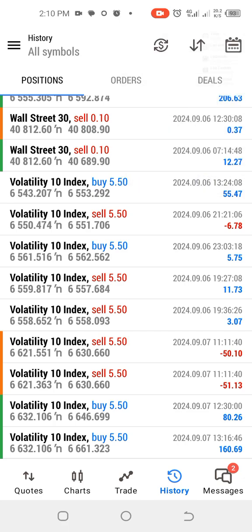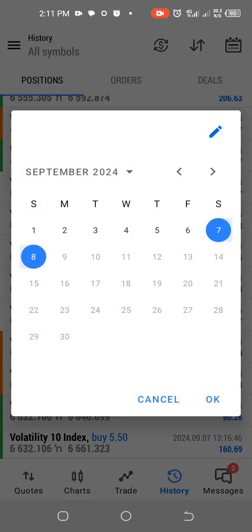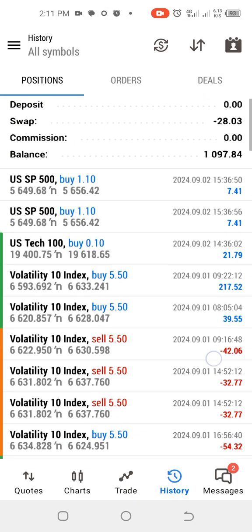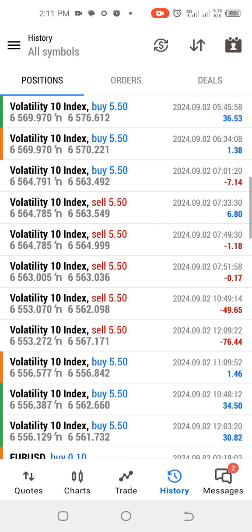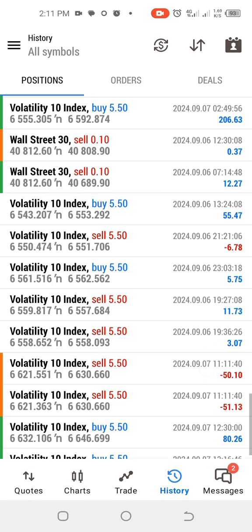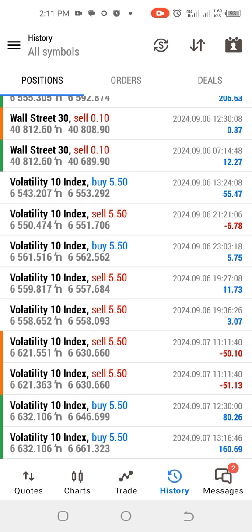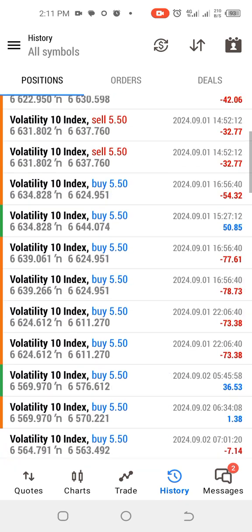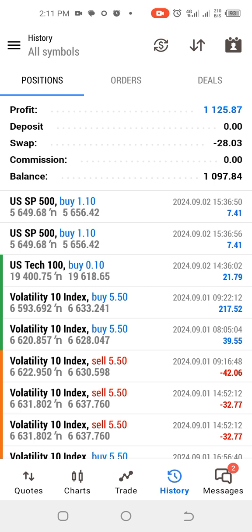Last week began from the 1st of September up until the 7th of September. Right, so this is how it looks. This is how my entire trading activity looks, what all the trading activities I undertook look like.